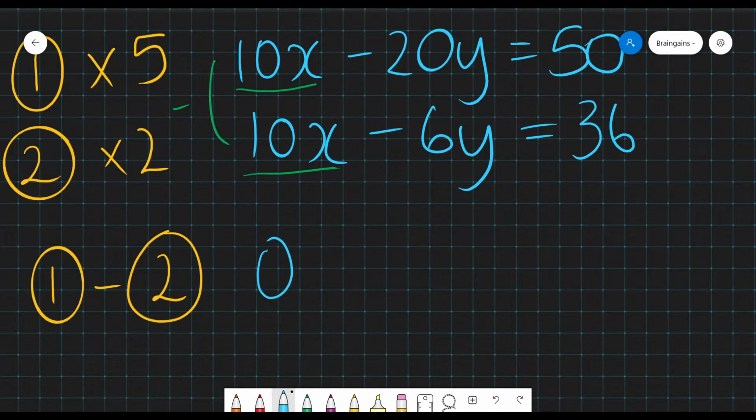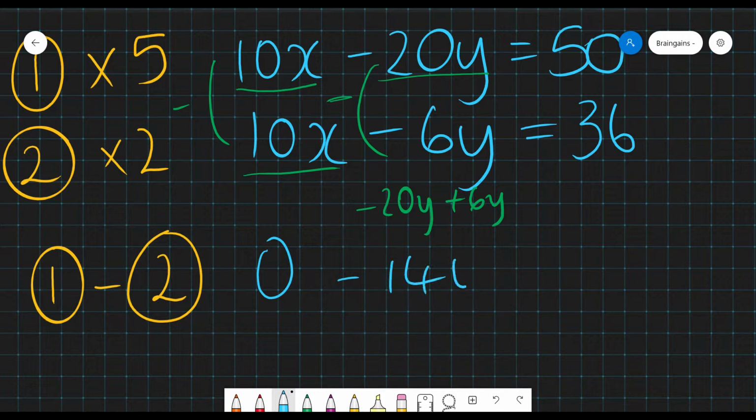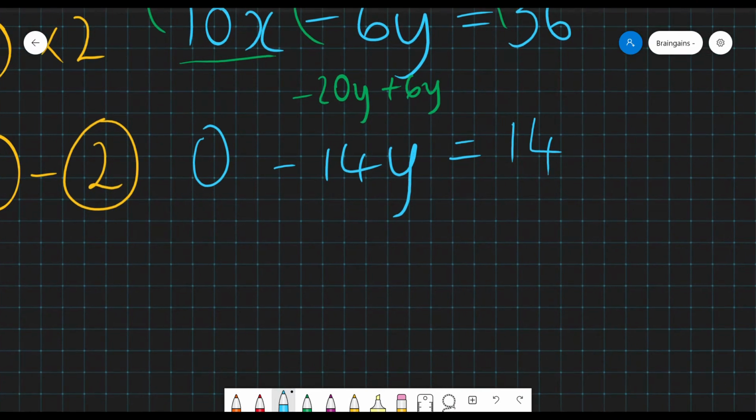becomes 0. Then I have minus 20y minus 6y, and because two negatives make a positive, it will end up being minus 20y plus 6y, which is negative 14y. And then on the other side of the equation, we have 50 minus 36. 50 minus 36 is just 14. Now, we have minus 14y equals 14.